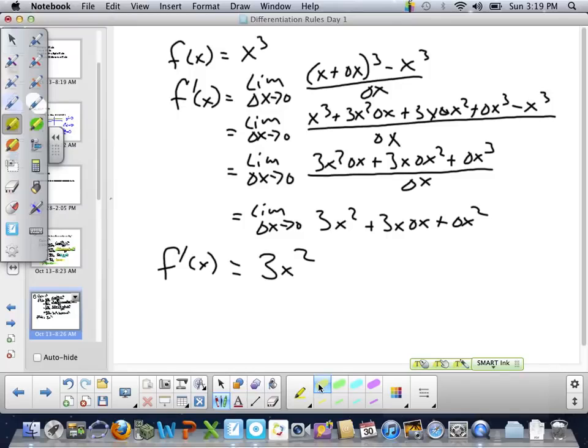Doing the same thing for f of x equals x to the third. We'll set it up and we'll cube it out. I used Pascal's triangle to do that. The x cubes cancel, because one's positive, one's negative. Delta x is present in all three, so we can factor and cancel. And then delta x approaches 0, so we're left with f prime of x equals 3x squared.